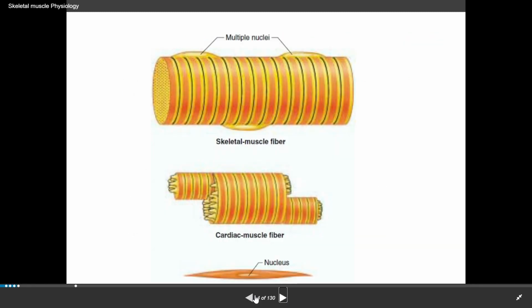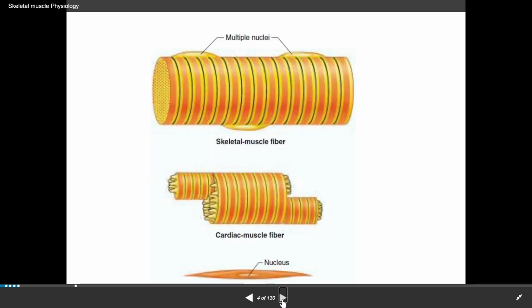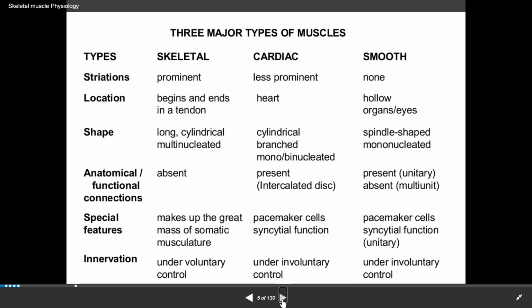So these are the properties of muscle cells: irritability or excitability, conductivity and contractility. And you can see the skeletal muscle alone. There is a prominent striation. It begins and ends in a tendon. It's long, cylindrical and multinucleated. Anatomical and functional connections are absent. They make up the greatest mass of somatic musculature. They are under voluntary control.